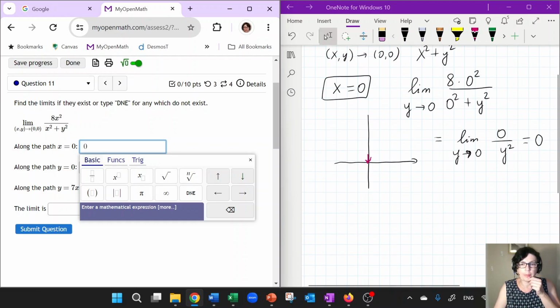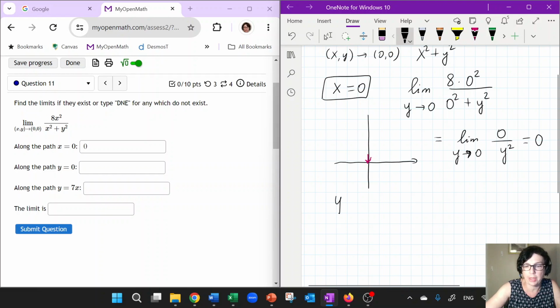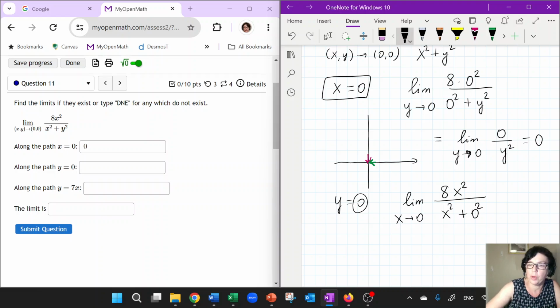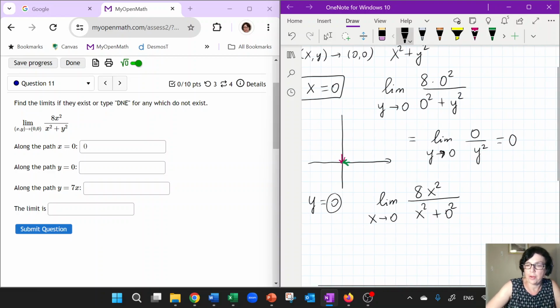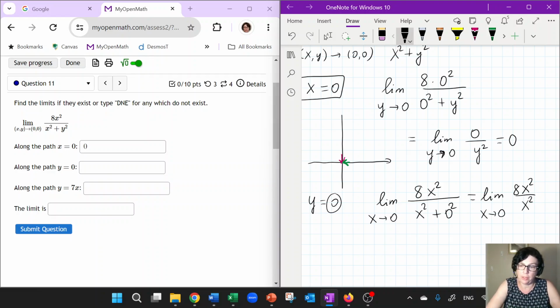Now let's take a look at approaching (0, 0) from the x-axis. So now what if I go from here? What will happen? Now I am plugging in y equals 0 and letting x approach 0. So y equals 0, so I get 8x squared divided by x squared plus 0 squared, because remember, we're plugging 0 for y. Now whenever you have these sorts of limits, the first thing to do is just to see if you can plug it in.